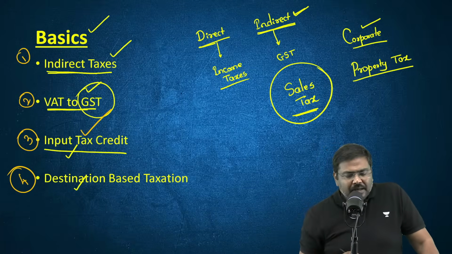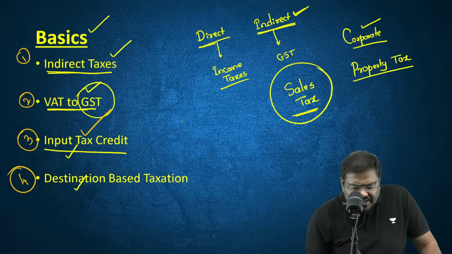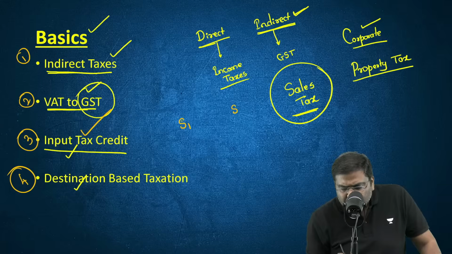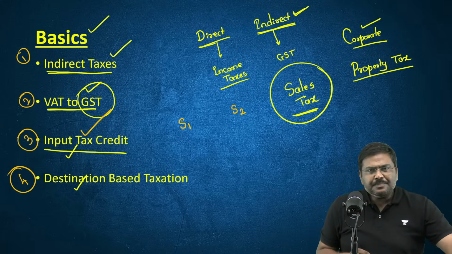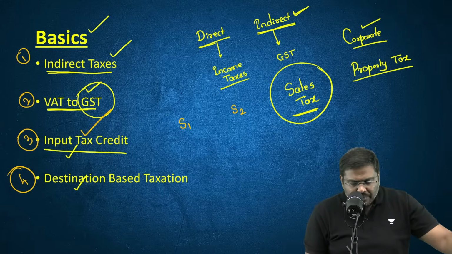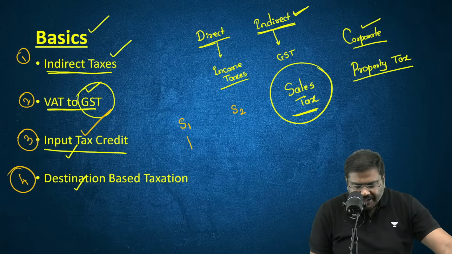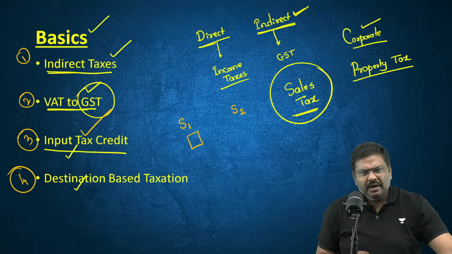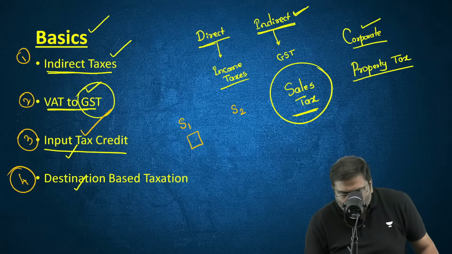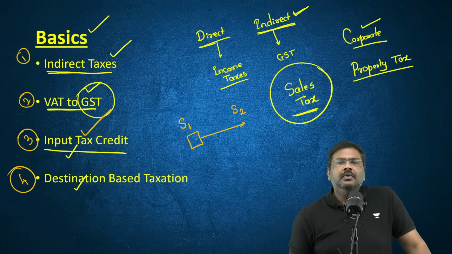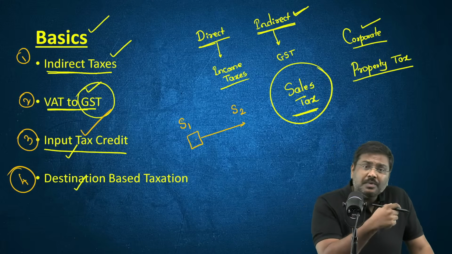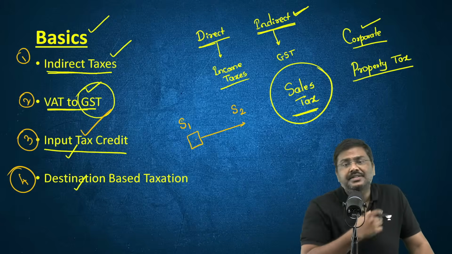Right? For example, let's say there is a state 1 and a state 2. This particular mobile phone, let's assume, is manufactured in state 1. It is moved across to state 2. The mobile phone is consumed, in the sense purchased.